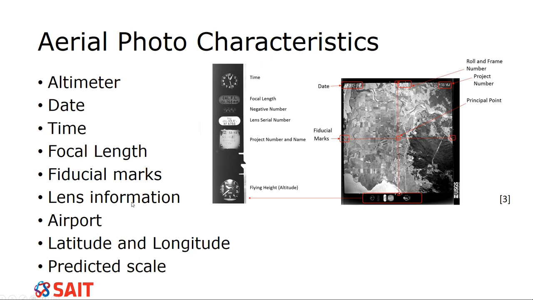One of the things I didn't point out here is the focal length. You can see the focal length here. It's in millimeters. Generally, they're about 150 some millimeters. And the longer they are, the more zoomed in it is. So that's aerial photo characteristics. Those are the metadata that you're going to find when you deal with an aerial photo.